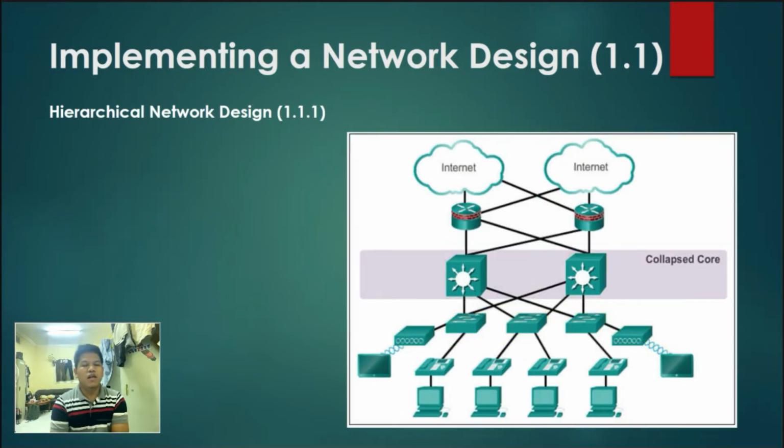Even though the hierarchical model has three layers, some smaller enterprise networks might implement a two-tier hierarchical design. In a two-tier hierarchical design, the core and distribution layers are collapsed into one layer to reduce cost and complexity, as shown in these figures.